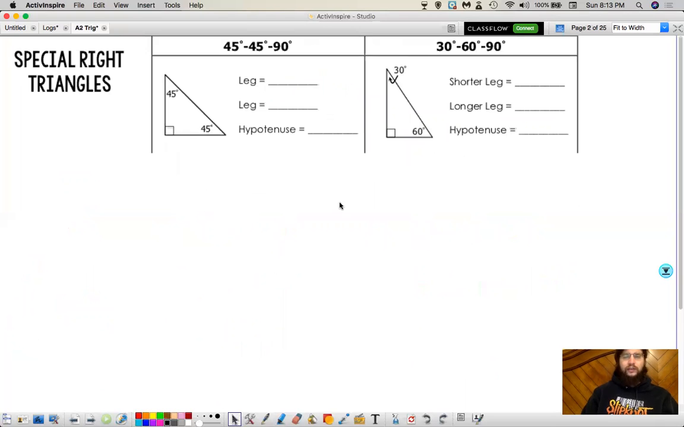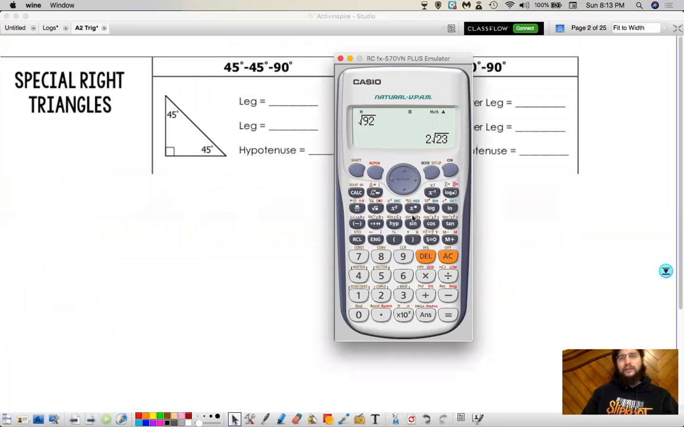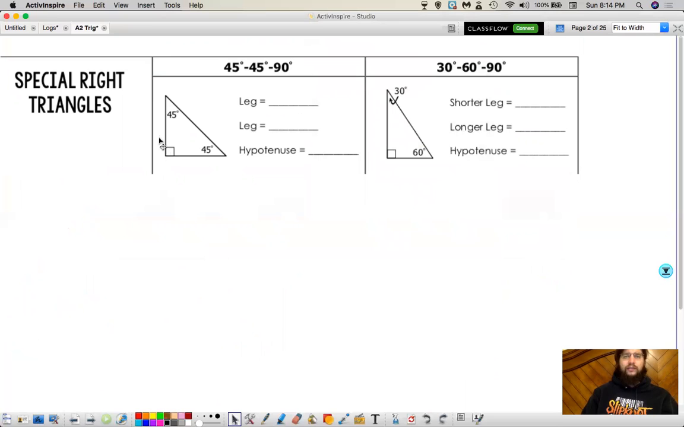2 special right triangles you should memorize. Lucky for you, this calculator lets you not memorize them because it knows that sine of 30 is a half, and sine of 60 is square root of 3 over 2. But for those of you that decided not to get the calculator I told you to, here's 2 special right triangles that will let you know any 45, 30, or 60 sine, cosine, tangent, or the other 3 we're about to learn, angle.